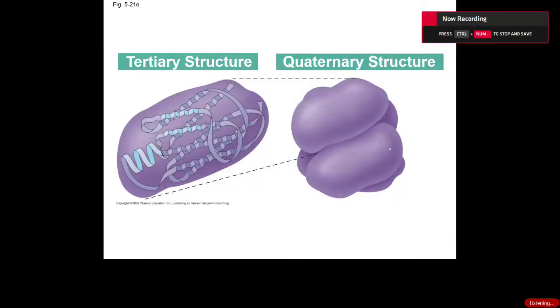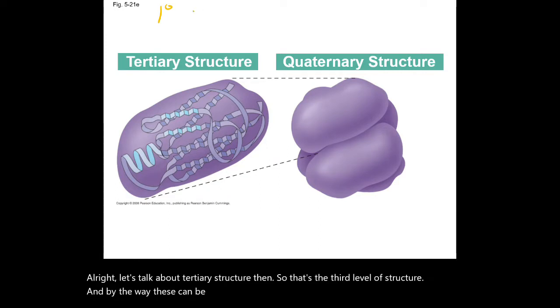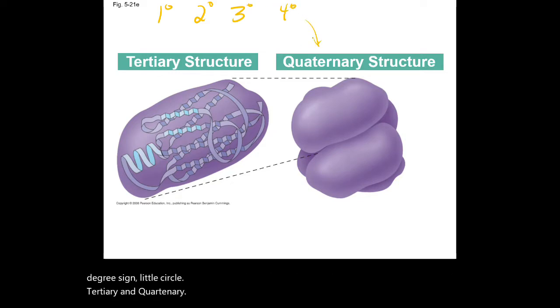All right, let's talk about tertiary structure then. So that's the third level of structure. And by the way, these can be abbreviated. Primary can be like this. Secondary, just put a little degree sign, a little circle. Tertiary, and then quaternary, which is right here.